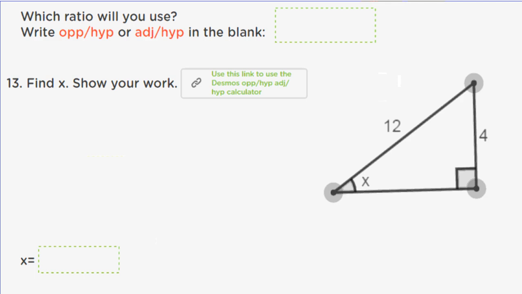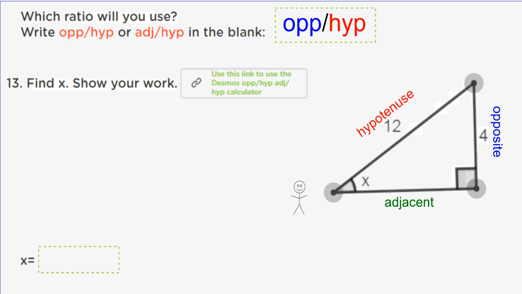All right, if we get to number 13, again, we're trying to solve for X. So X this time is an angle, and that's our reference angle where we're standing at. So we want to label our picture according to where we're standing. So we know that the hypotenuse is 12, the opposite side is 4, and our adjacent side is here. So if we look, we're still working with the opposite and the hypotenuse. And so we're going to start working on setting up our proportion. So opposite over hypotenuse would be 4 over 12.